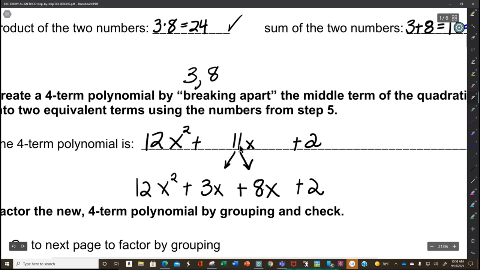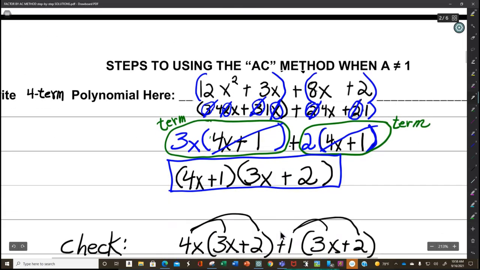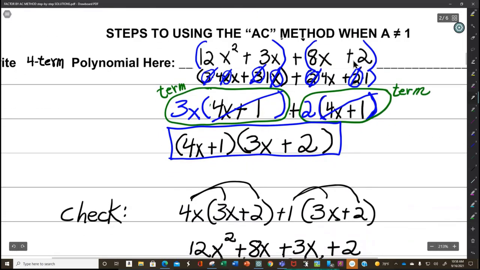Because 3 plus 8 equals 11, I know that 3x plus 8x equals 11x. You can say to yourself, oh, I've got 3x's and I add 8x's. What have I got? 11x's. Okay, now that you've got 4 terms, that's what you had yesterday toward the end of the hour. Factoring by grouping. Now we're just doing grouping, which is what you learned yesterday. The steps will be exactly the same.